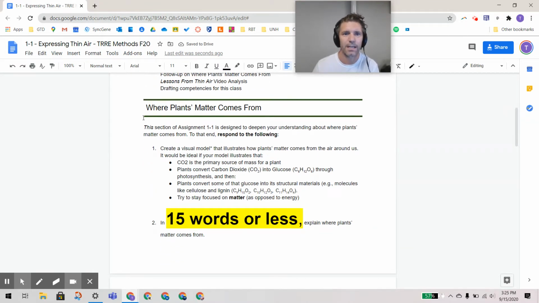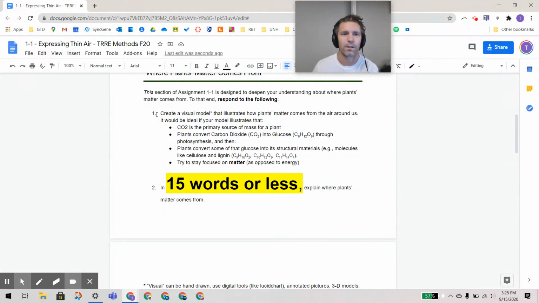So anyway, in this first section, where plants' matter comes from, it's designed to deepen your understanding about where plants' matter comes from. So it's a pretty appropriate title, I'd say. But to that end, just respond to the following prompts, 1 and 2. So first, create a visual model, and hopefully you know by now that's really up to you what that looks like, that illustrates how plants' matter comes from the air around us.